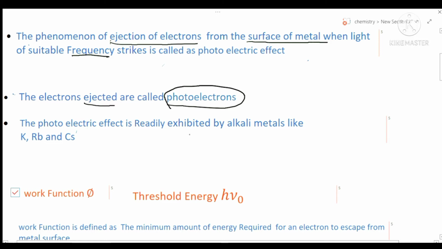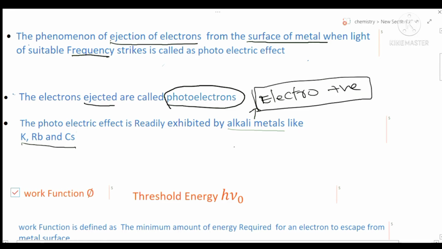You can see the third point: the photoelectric effect is readily exhibited by the alkali metals, potassium, rubidium, cesium. Why? Because alkali metals require lower energy, they have low ionization potential. Why? Because they are mainly electropositive elements. Electropositive elements require a very low amount of energy, because the valency electrons are loosely bound. So minimum energy is required to remove the electrons, and that's why the photoelectric effect is readily exhibited by alkali metals.